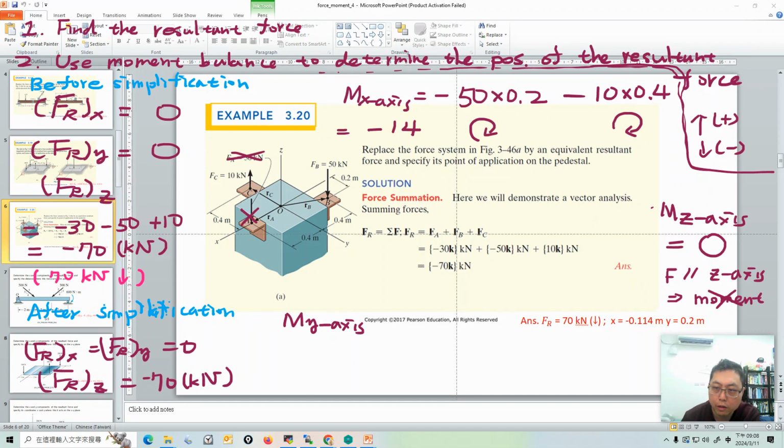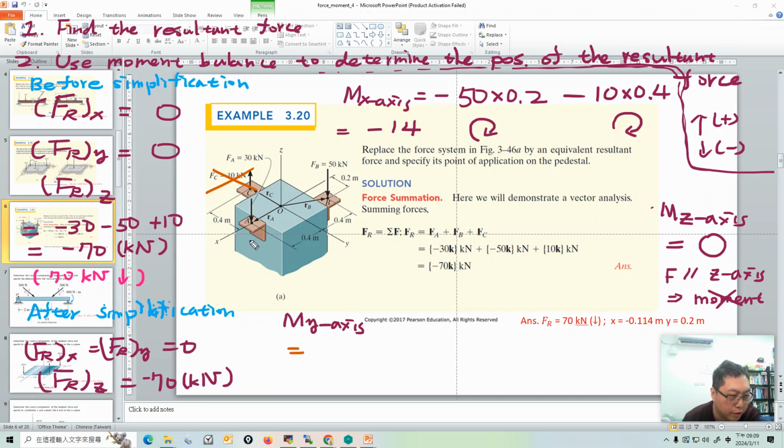Then we have to consider the moment with respect to the y-axis, and we do the same analysis. For rotating with respect to the y-axis, we can ignore force C, because force C is acting on the y-axis. So this force won't create any moment. We only consider force A and force B. Let's start with force A.